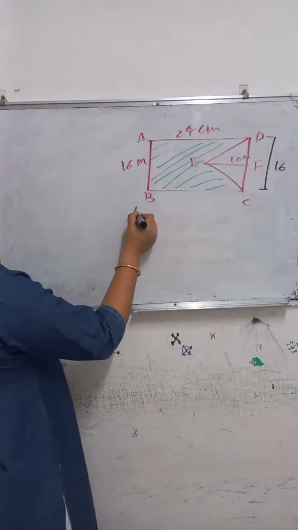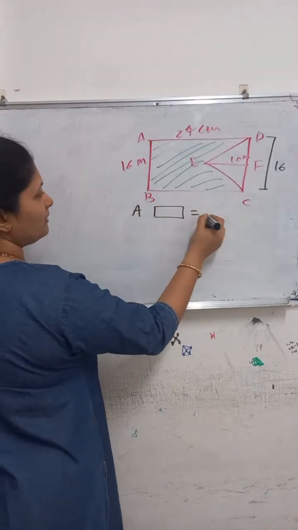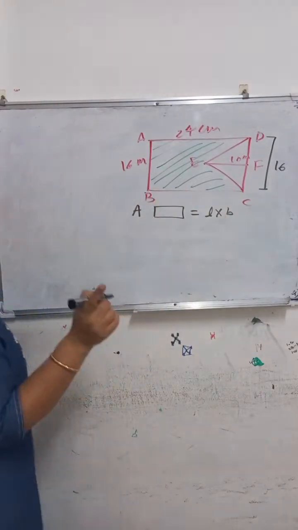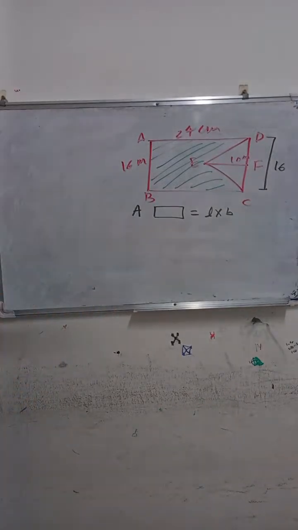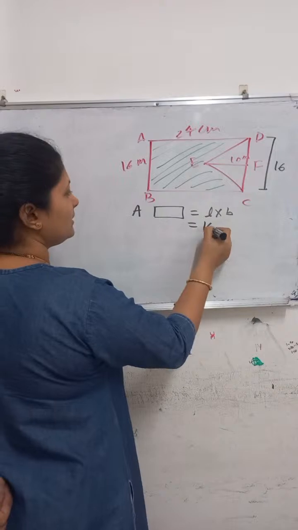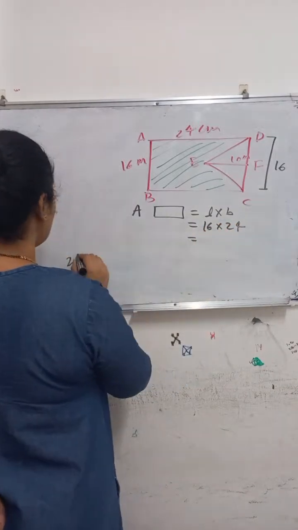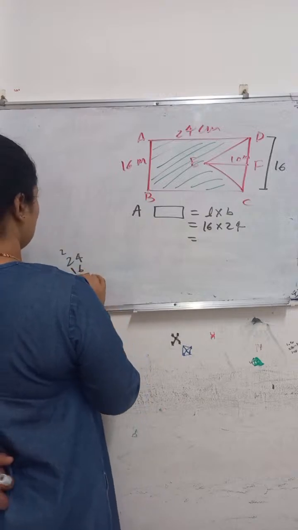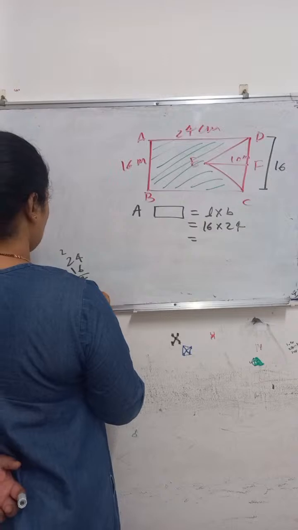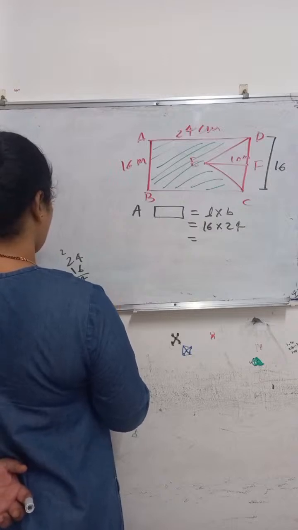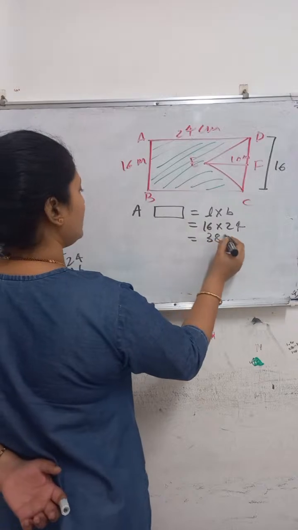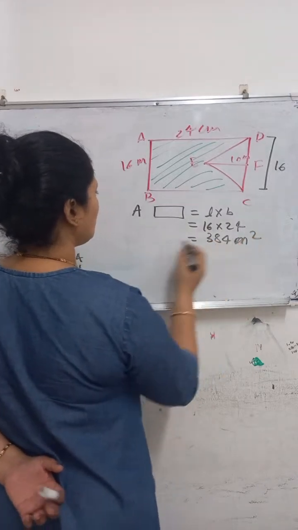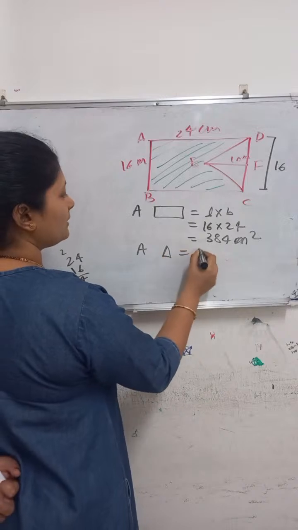Okay, so I will calculate the area of the rectangle, which is nothing but length into breadth. Don't forget to write the formulas. Even if you are very good at maths, you have to write the formula. For writing the correct formula, you will get marks. So here length is 24 into 16, do this multiplication. 384 meters square.